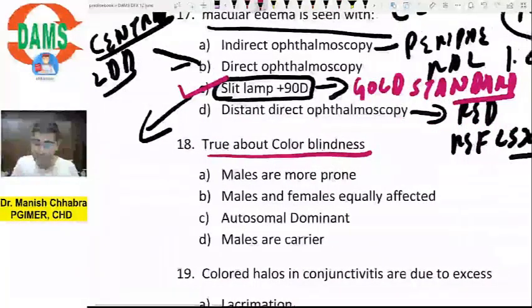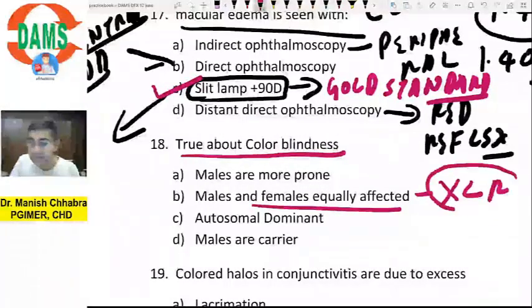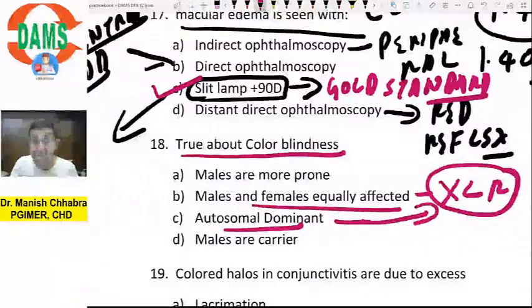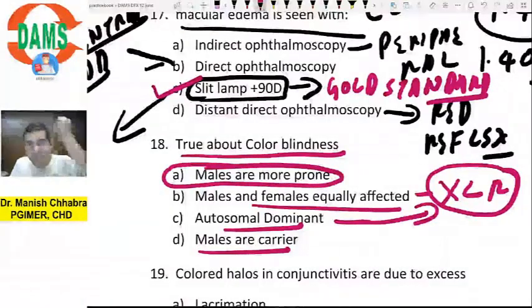Now next is: true about color blindness. Males and females are equally affected? No, because color blindness is generally X-linked recessive, so females generally don't have color blindness. Autosomal dominant? No, I have already told you it is X-linked recessive. Males are carrier? No, males are actually more prone to develop it. It is not only more prone, it develops mainly in males, right? So the answer is clear cut, which is A.